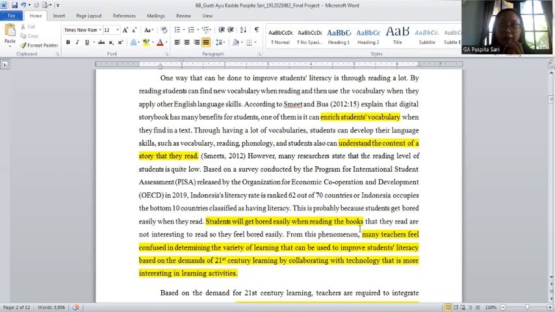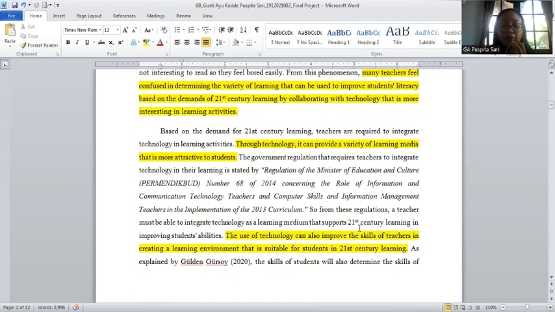and many teachers feel confused in determining the variety of learning that can be used to improve students' literacy based on the demands of 21st century learning. So that's why, by collaborating with technology that is more interesting in learning activities, we need to make a new learning media to make students enjoy when they read. Technology has more variation and it can also provide a variety of learning media, which is more attractive to students.